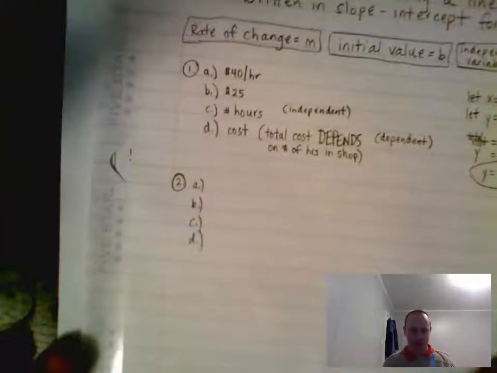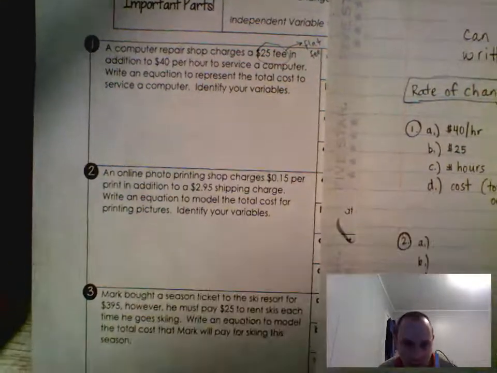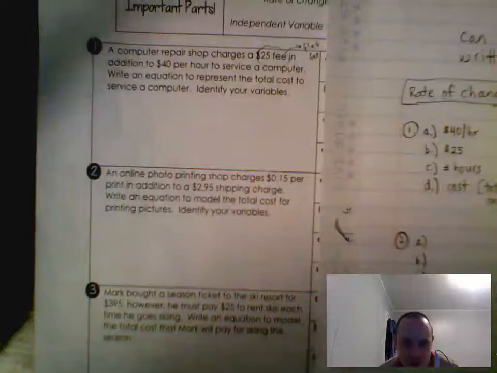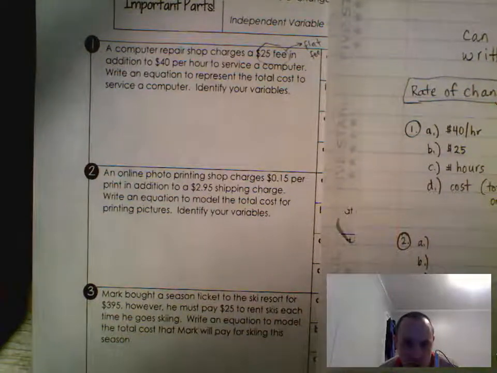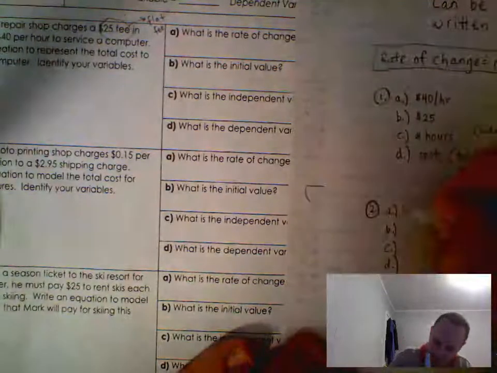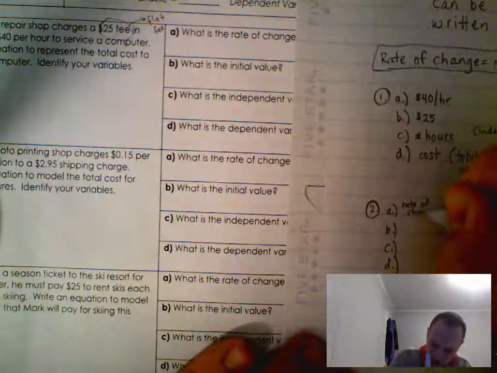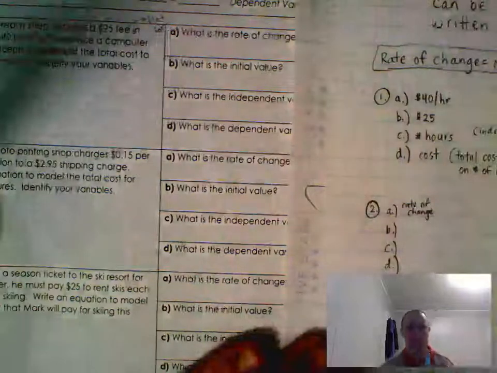All right, number two says, an online photo printing shop charges 15 cents per print in addition to a $2.95 shipping charge. Write an equation to model the total cost for printing pictures and identify your variables. Okay, so A says, what is the rate of change? So I'm going to write it down here so we're not confused. Rate of change.